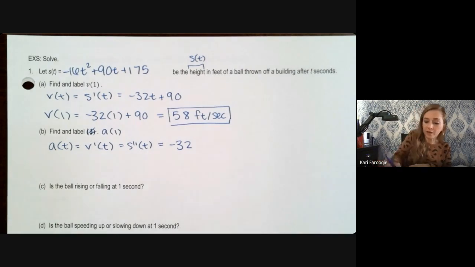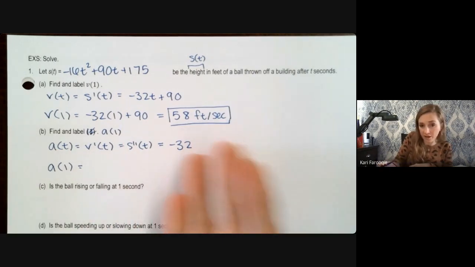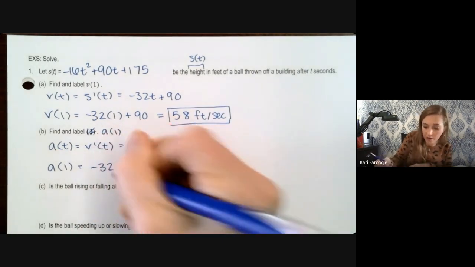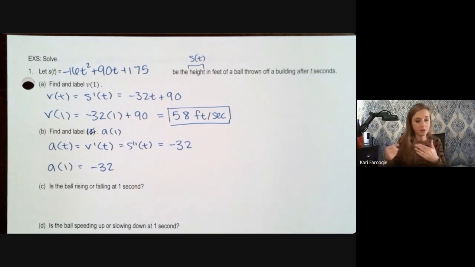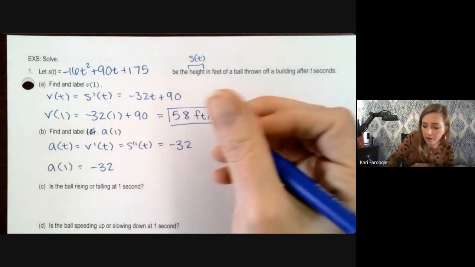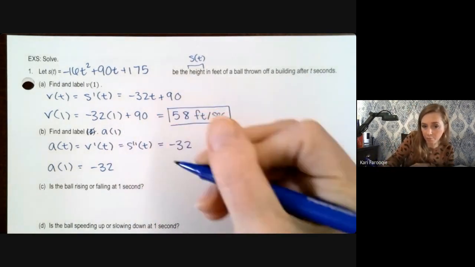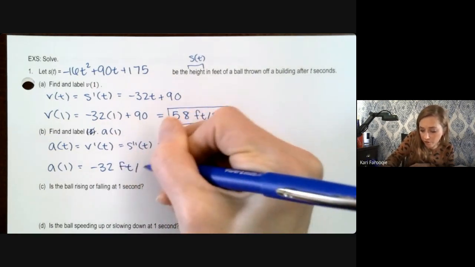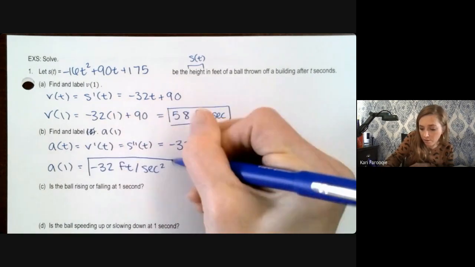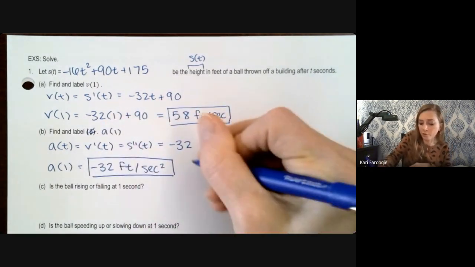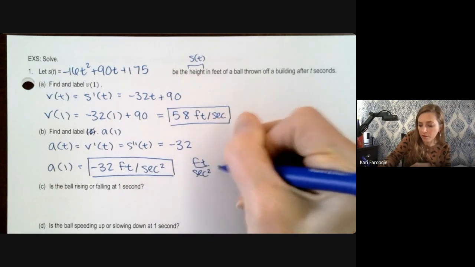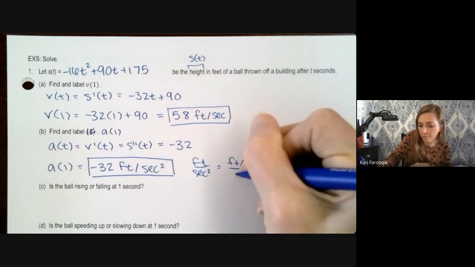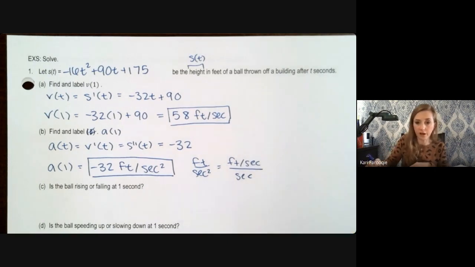It's negative 32. Now, whether you find that acceleration at t or at 1, it's going to be the same. At any point in time t, a of 1 is negative 32. And you need to think now, okay, this is the rate of change per unit time. So now we're talking about feet per second. So we refer to that as feet per second squared. So it's the rate of change per second. How fast is the rate of change changing?